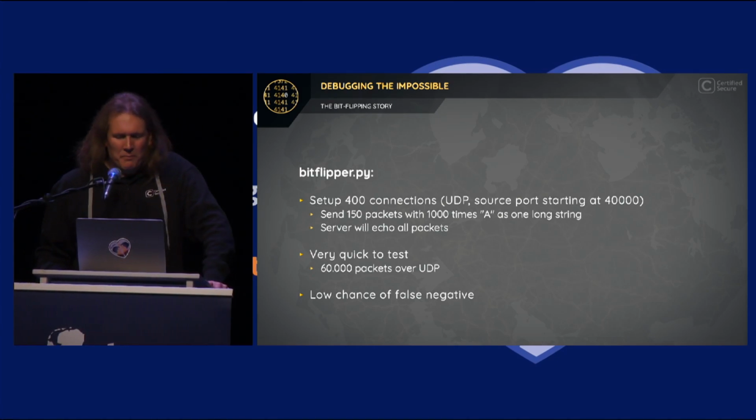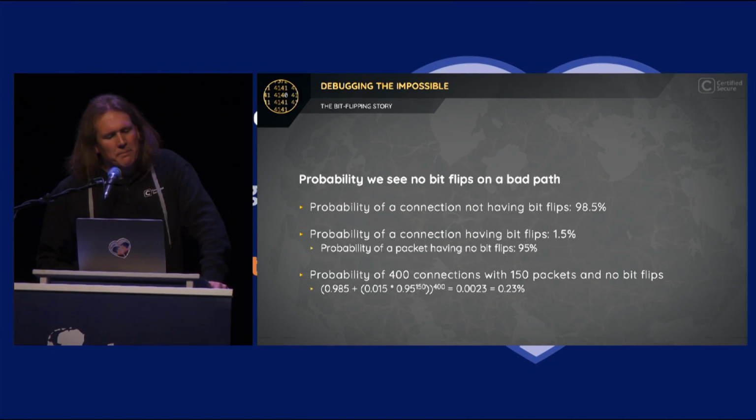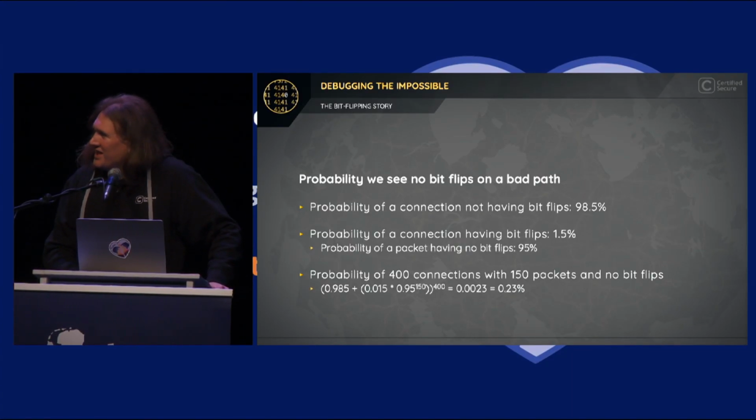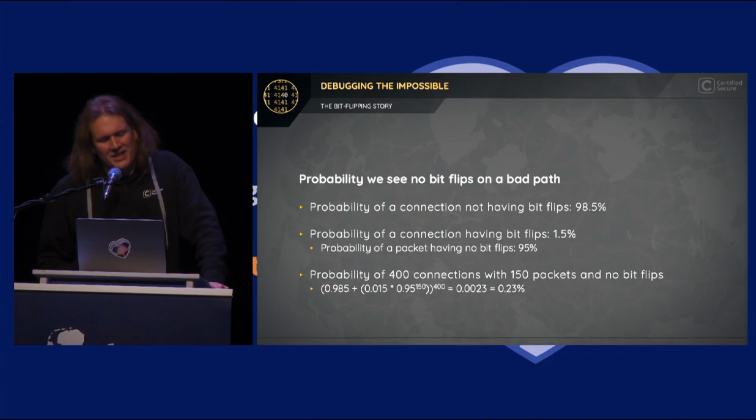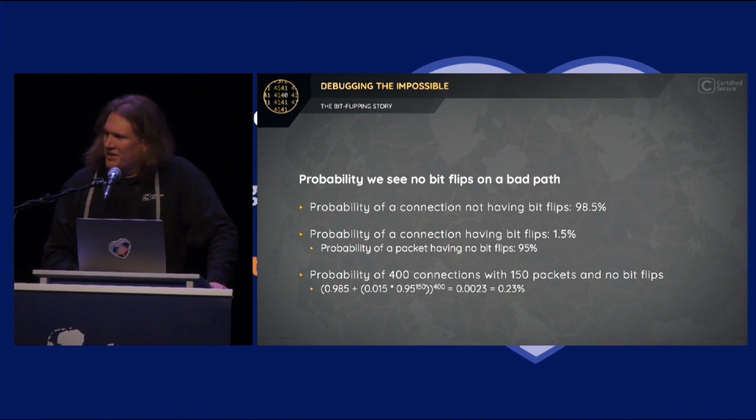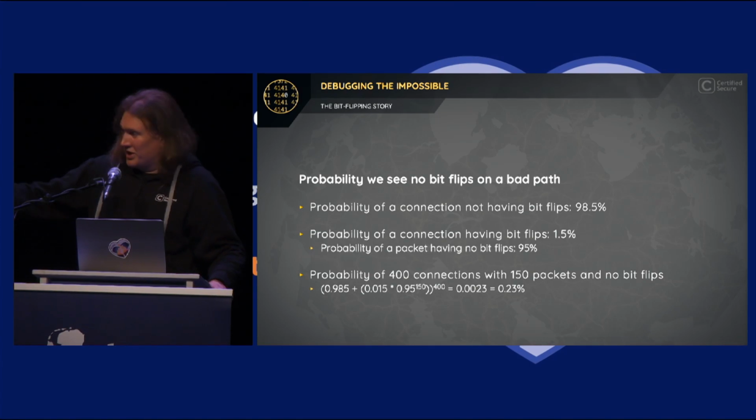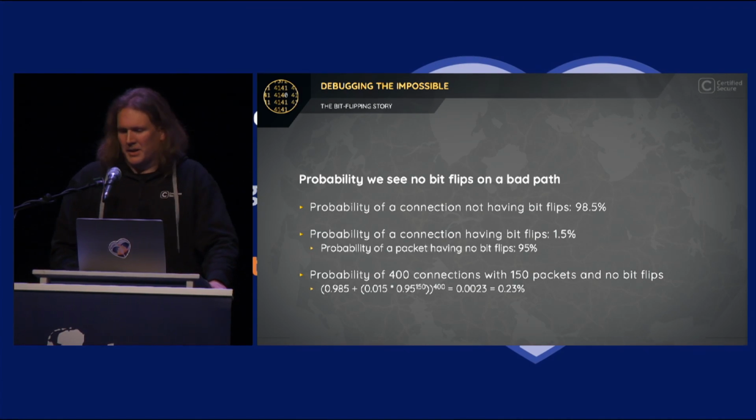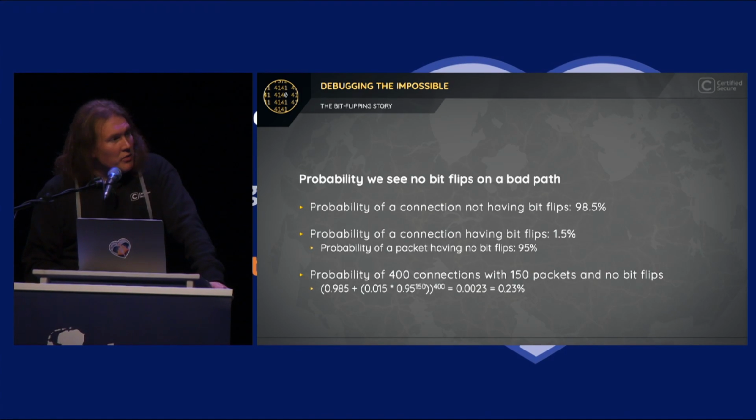And this one, I'm going to give you the percentages as a homework assignment to see later when the slides are online. But basically, we send 60,000 packets, and we do 400 connections, 150 packets each connection. And with a lot of pain in my head, I got to a percentage of a 0.23% chance that we would see no bitflips if there were actually bitflips on this path. I checked the statistics with 3 people, and they all gave different answers.